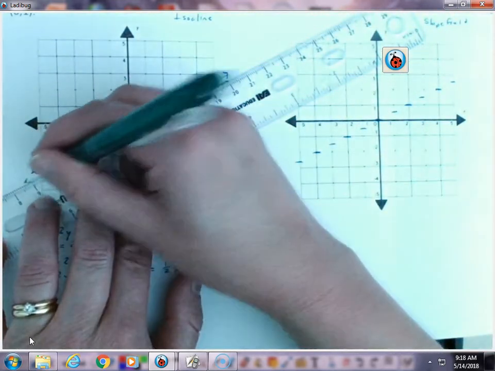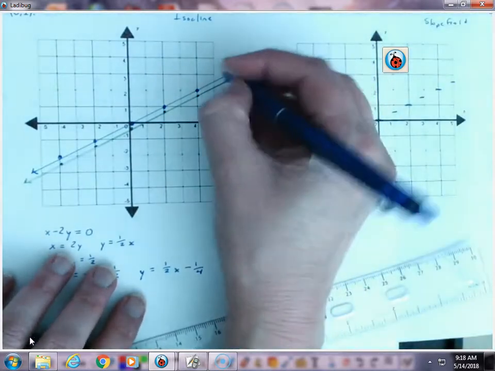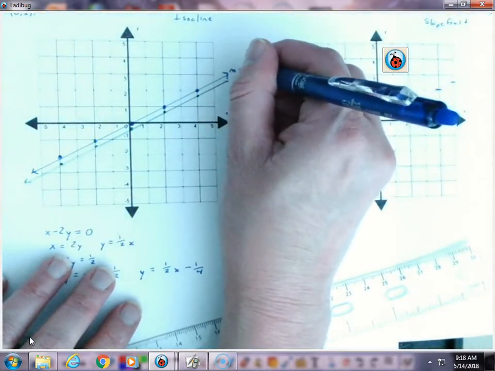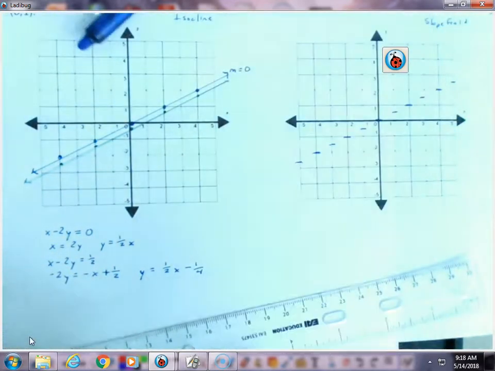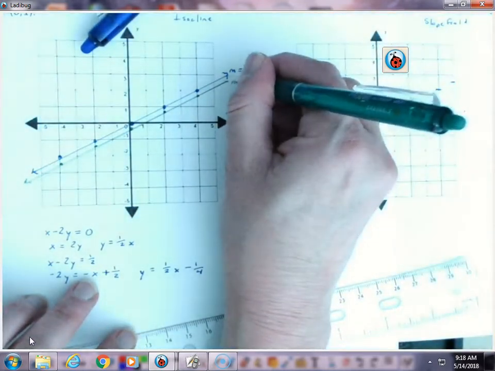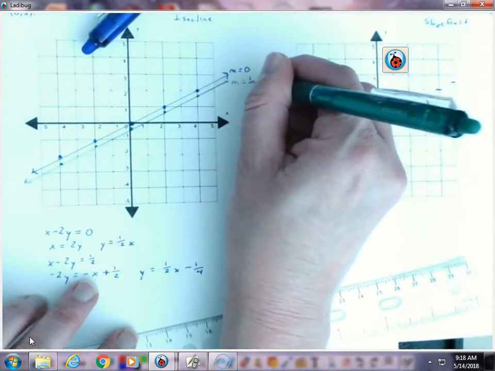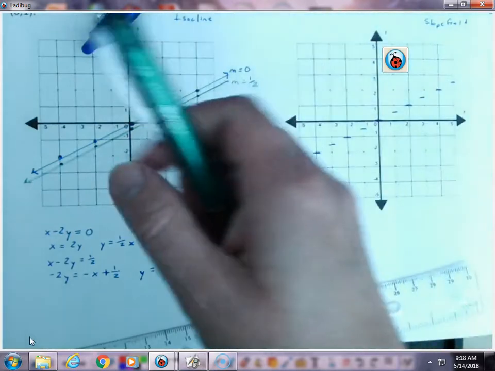Now, I don't think it hurts either if we write by this one. This was the isocline where m was 0. This is the isocline where m was a half. Oh, my green, I have to have another.